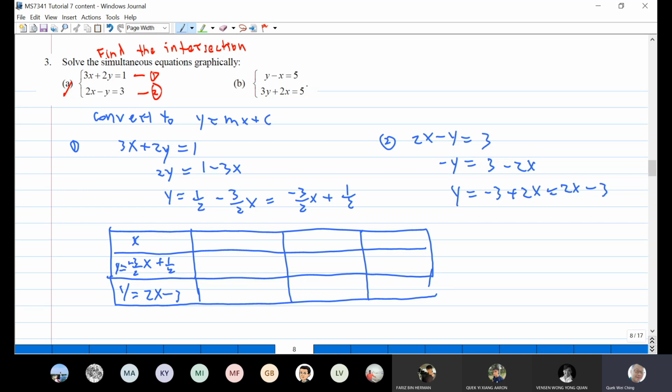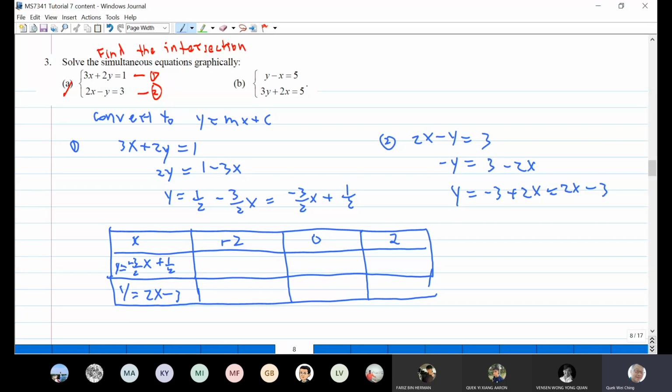So I'm going to put x equal to minus 2 first. Just for example, just space them enough. So okay, 3 points. Just to make sure that you space out the points. So in this case, I put minus 2, 0, and 2. For example, you can put any 3 points.